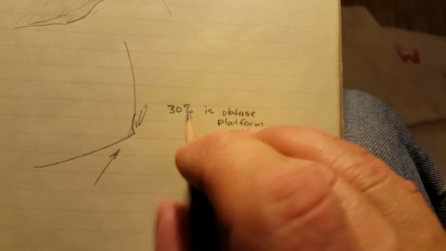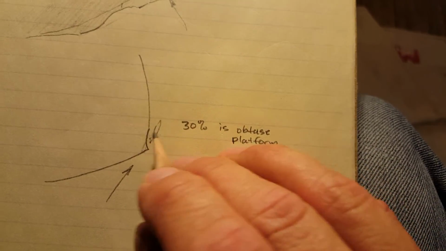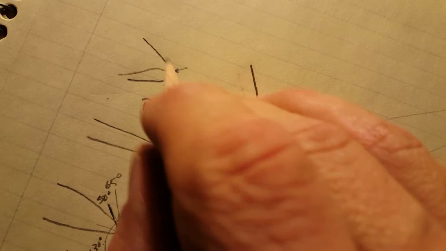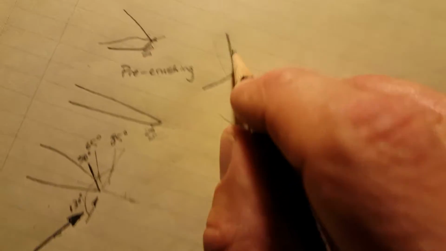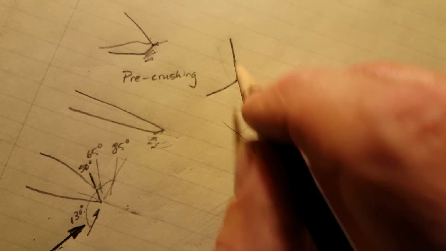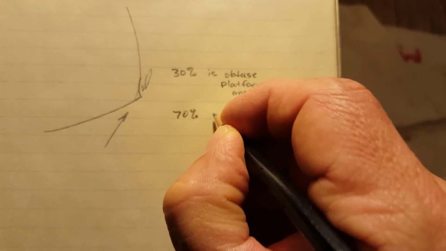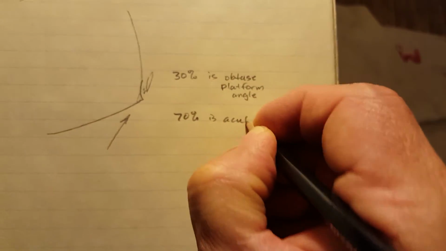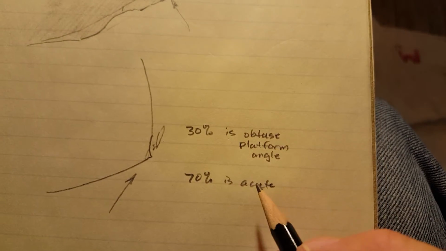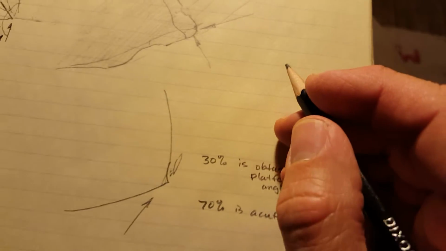In all of flint knapping, it's about 30%. You're dealing with this kind of situation where it's not a sharp edge. It's like this. Okay, and you've got to either create a sharp edge or work with what you got. The other 70% is the acute edges.